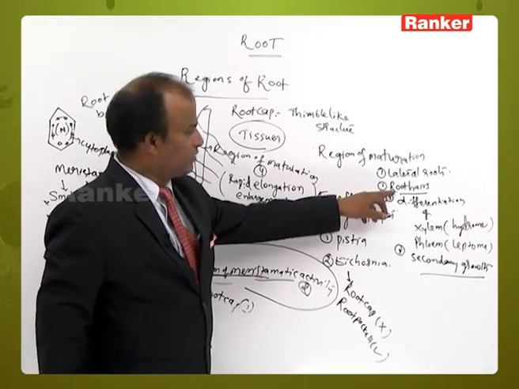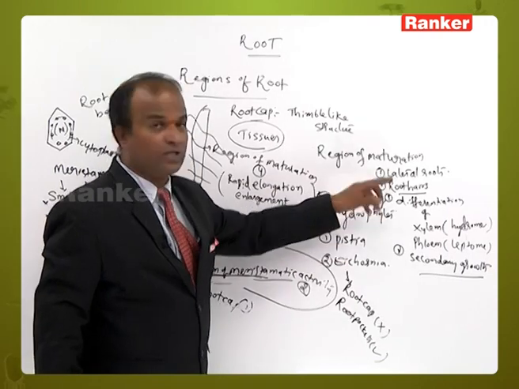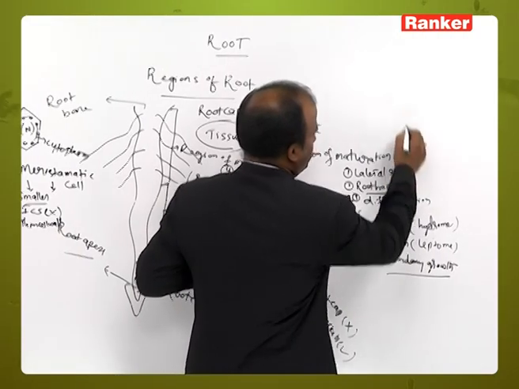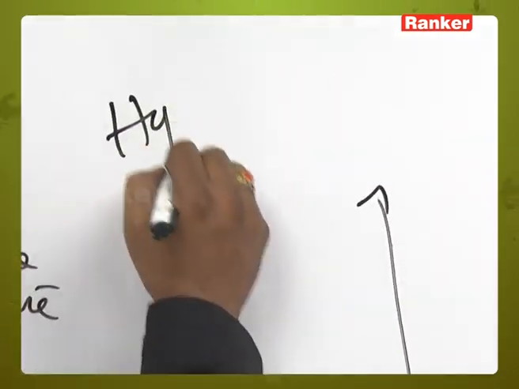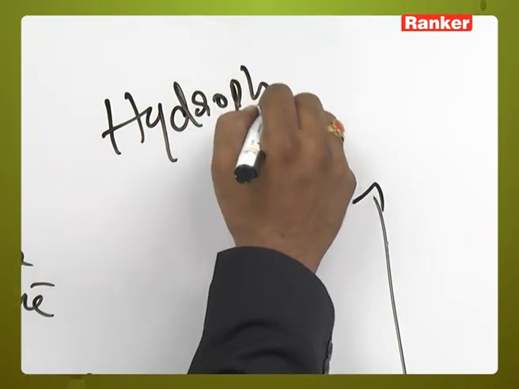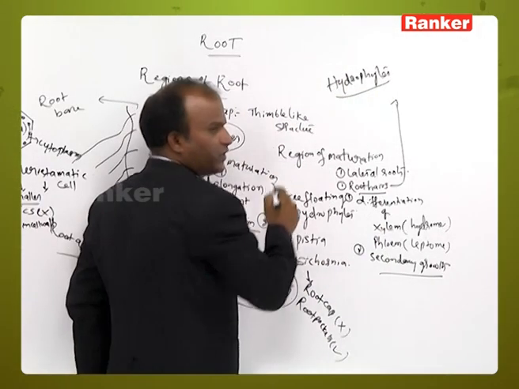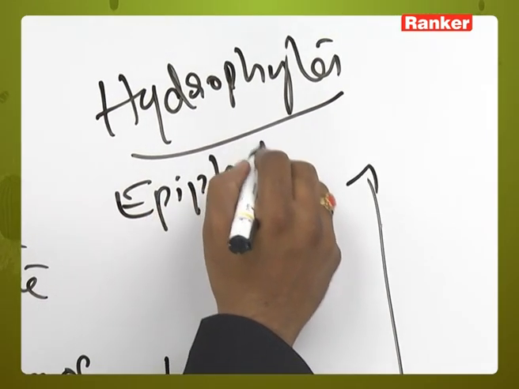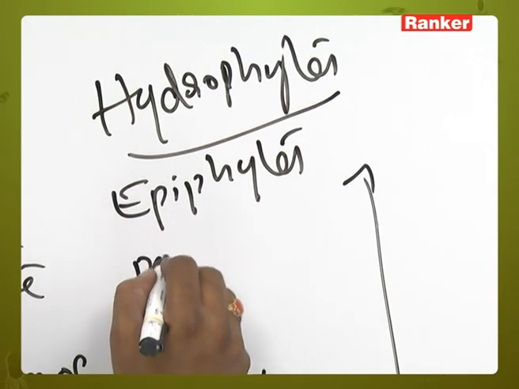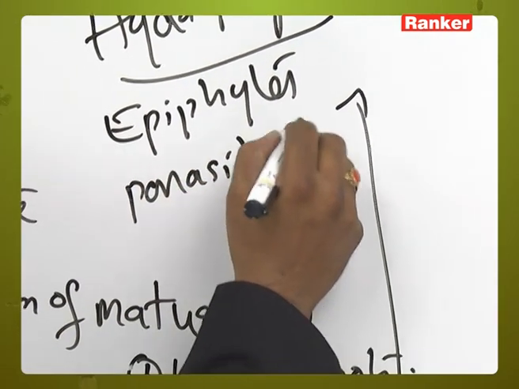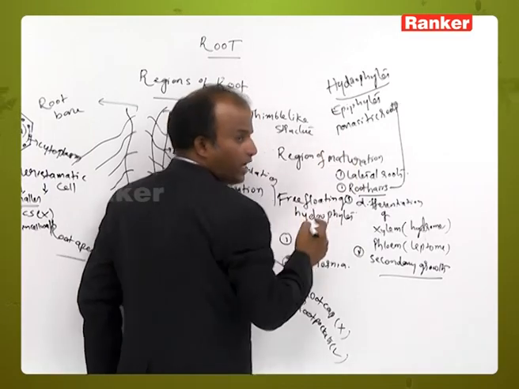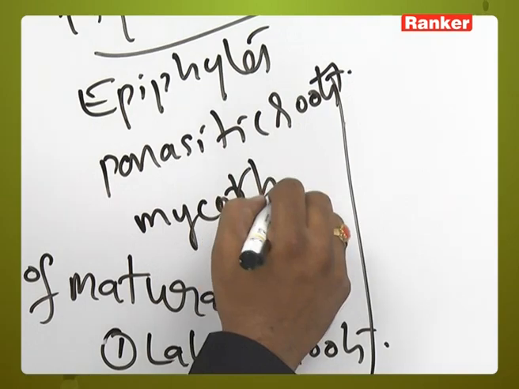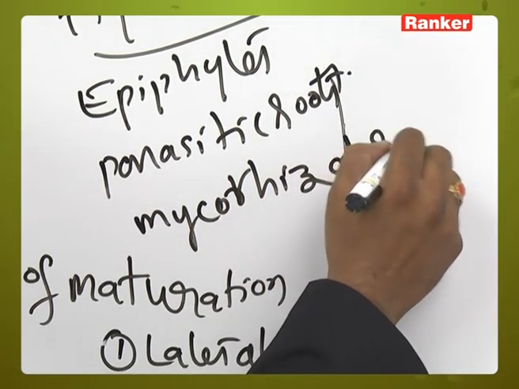Here the root hairs are present. But root hairs are absent in which plants? Root hairs are absent in hydrophytes. Root hairs are absent in epiphytes. Root hairs are absent in parasitic roots. And root hairs are also absent in mycorrhizal roots.